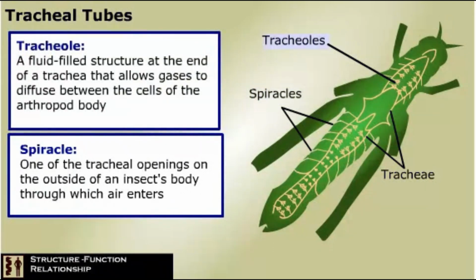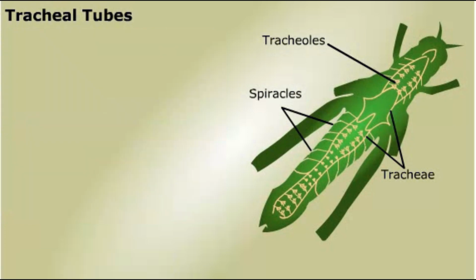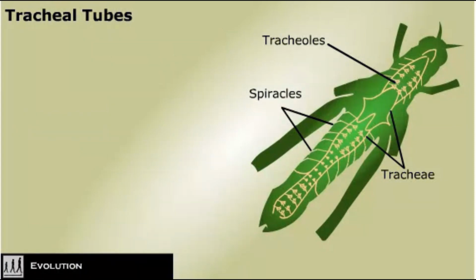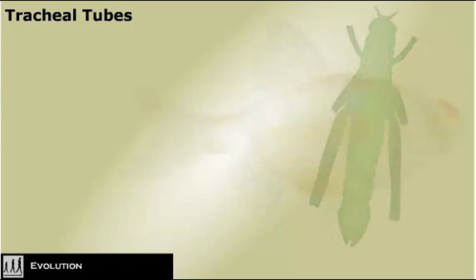Tracheoles are filled with fluid, and the exchange of oxygen and carbon dioxide takes place by diffusion between the tracheoles and adjacent body cells. The extensive branching system of the tracheae ensures that every body cell is close to a tracheole. Gas exchange through tracheae and skin surfaces works well for small animals like insects and worms. Larger organisms need a faster means of pumping oxygen.